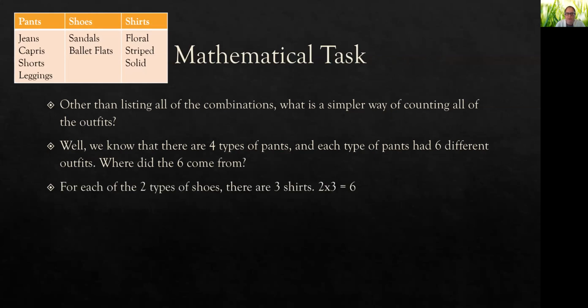Well, there's 2 types of shoes and there's 3 shirts. So if we multiply the 2 and the 3 together, that's giving us the 6. And that's always going to work. So the total number of combinations, it's the number of kinds of pants times the number of kinds of shoes times the number of kinds of shirts. So 4 times 2 times 3 gives me 24. Okay, so that was the mathematical task. And again, I think that was on page 503 of your textbook.